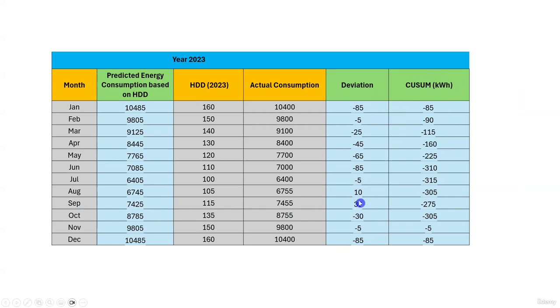For September, it's actually worse, because we expected an energy consumption of 7,425, but the energy consumption in reality is higher, which is 7,455. So that is why plus 30. So if you do minus 305 plus 30, you will see that the negativity reduced. But overall, finally, at the end of December, if you add all of them, you are going to get minus 85. It means overall, it showed an improvement, meaning we are consuming less energy than what we expected.